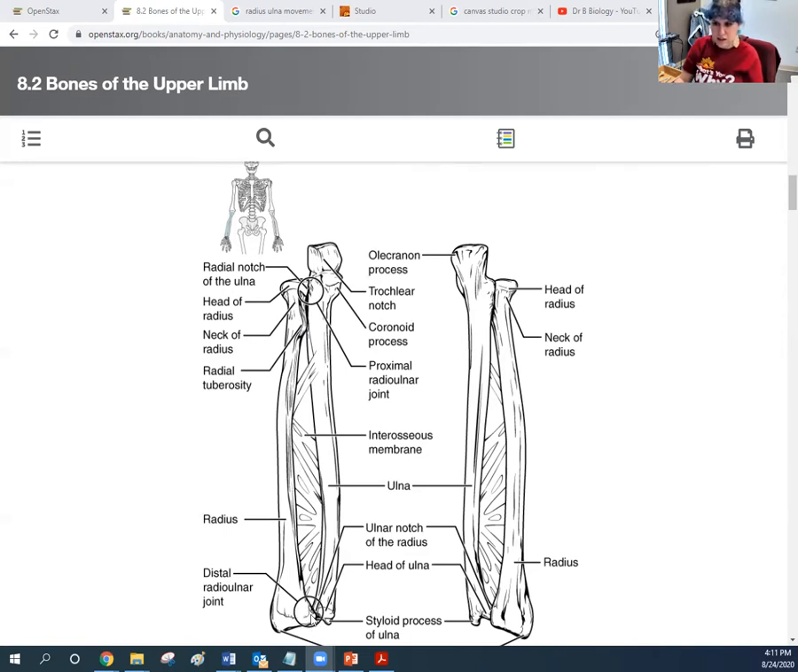And here we have the ulnar notch of the radius. So radial notch of the ulna up here, ulnar notch of the radius down here. Radial notch of the ulna, ulnar notch of the radius.